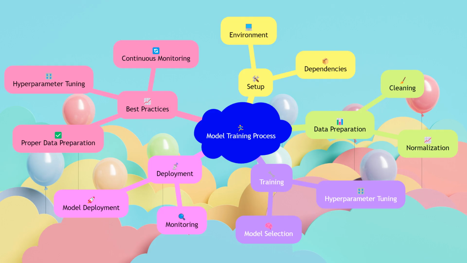Running model training scripts is a multifaceted process that involves careful planning and execution. From setting up the environment to monitoring the deployed model, each step is crucial for the success of your machine learning project. Following best practices, such as proper data preparation, hyperparameter tuning, and continuous monitoring can significantly enhance the performance and reliability of your models.